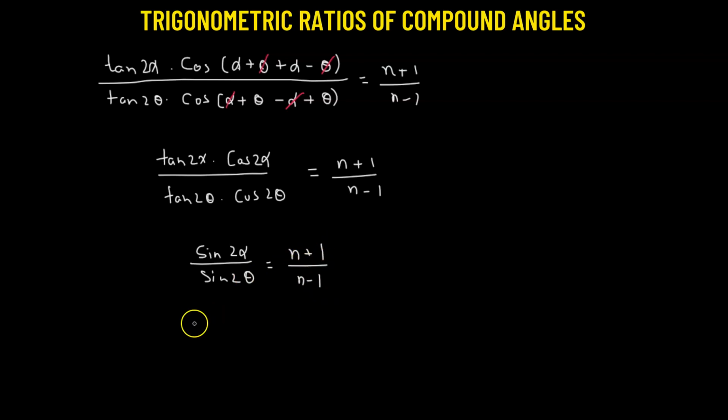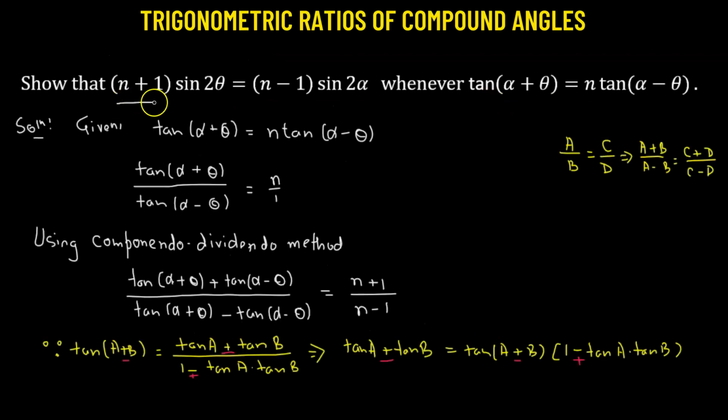Let's cross multiply. So we get n plus 1 times sine 2 theta equals n minus 1 times sine 2 alpha. And this is what we were asked to prove. So let's verify that. We finally obtained n plus 1 times sine 2 theta equals n minus 1 times sine 2 alpha.